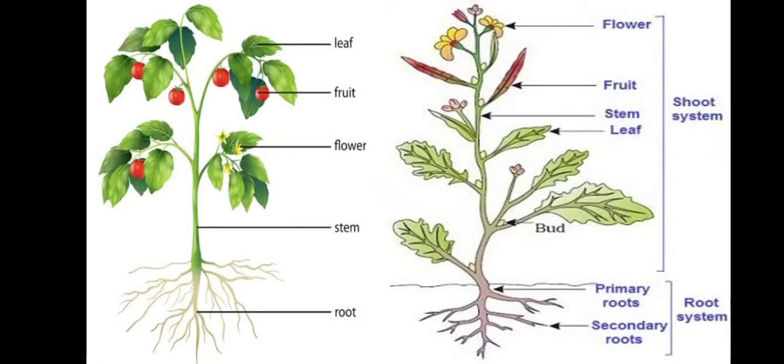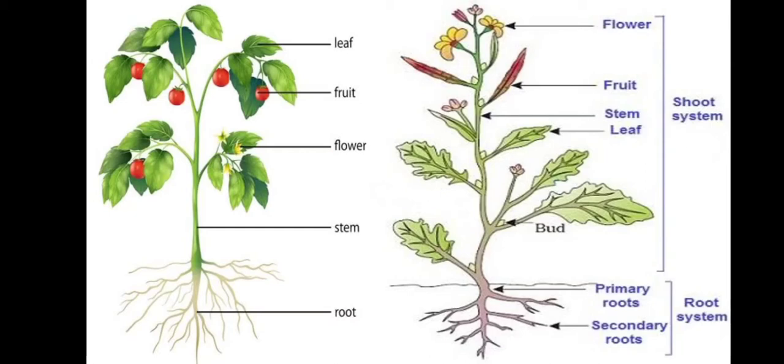Let's see the different parts of a plant. A plant can be divided into two parts. They are called shoot and root. You can see in this picture, these are the different parts of a plant, and we can divide these parts into shoot and root. The part of a plant which is above the soil is called shoot. And the part of the plant that grows under the soil is called root. You can see under the soil, that is called root.